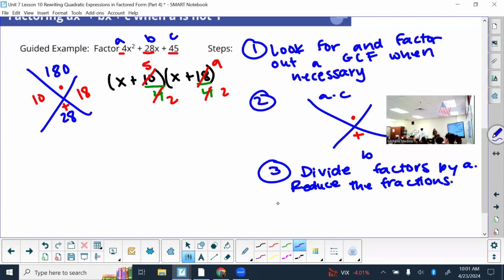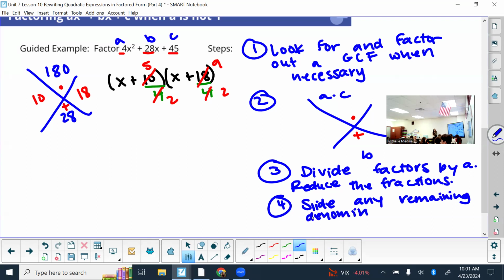The last step would be to slide any remaining denominators in front of the variable.